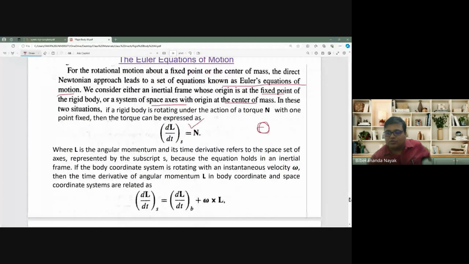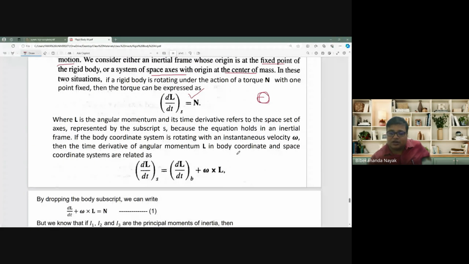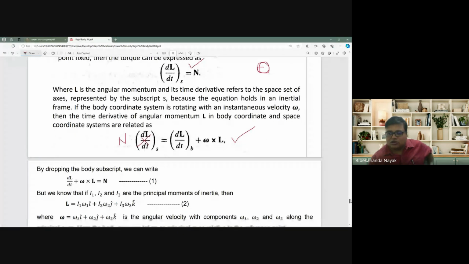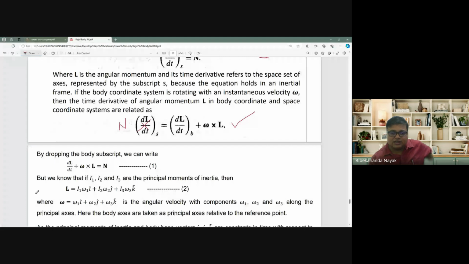But according to the formula, we know that for any vector, d by dt of that vector in space coordinates is equal to d by dt of that vector in body coordinates plus omega cross that vector. Okay, the general relation. But this is your N, dL by dt, so I can write like this. So N is equal to dL by dt in body plus omega cross L. Okay, since there is only one, you can remove the subscript and write dL by dt plus omega cross L is equal to N.